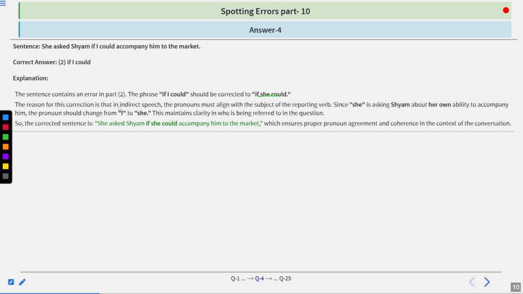The reason for this correction is that in indirect speech, the pronouns must align with the subject of the reporting verb. Since she is asking Shyam about her own ability to accompany him, the pronoun should change from I to she. This maintains clarity in who is being referred to in the question. So, the correct sentence is she asked Shyam if she could accompany him to the market, which ensures proper pronoun agreement and coherence in the context of the conversation. Let's move to the next question.